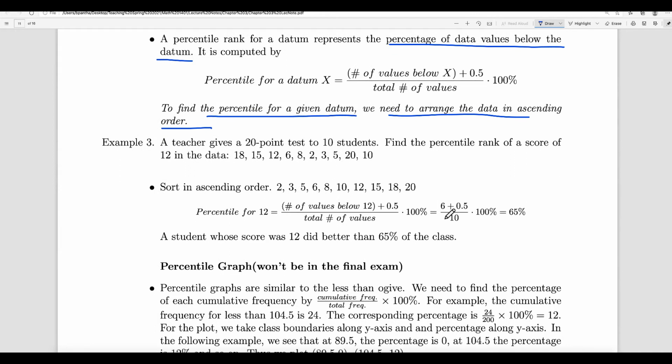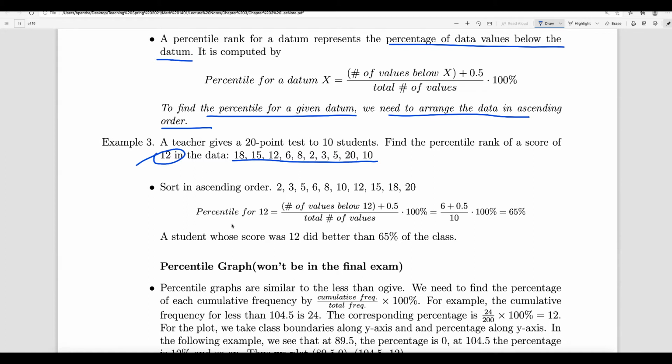A teacher gives a 20-point test to 10 students. Find the percentile rank of a score of 12 in the data. These are the data points. So you want to know the percentile rank for 12, meaning what percentage of the data are below 12. That's what the percentile means. Okay. So the first thing you do is sort the data, in increasing order.